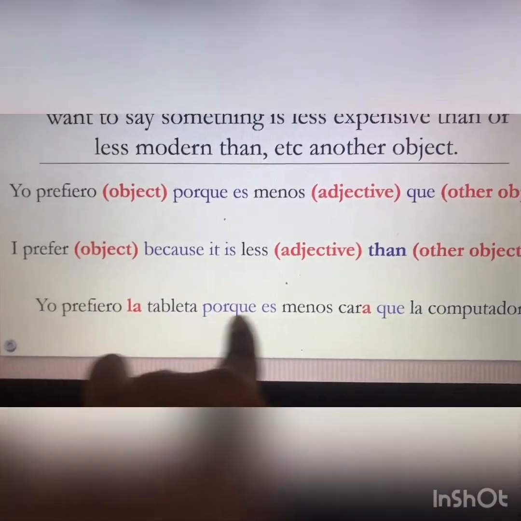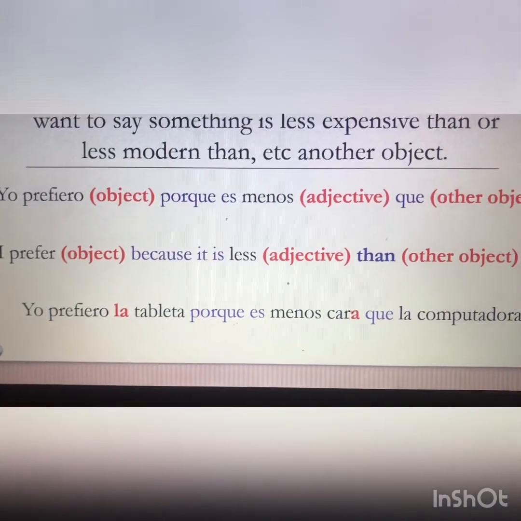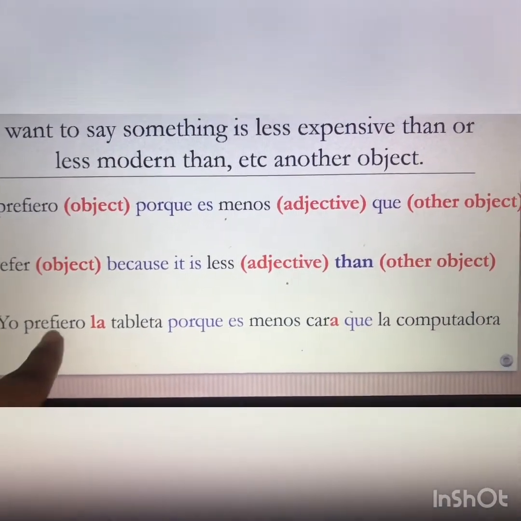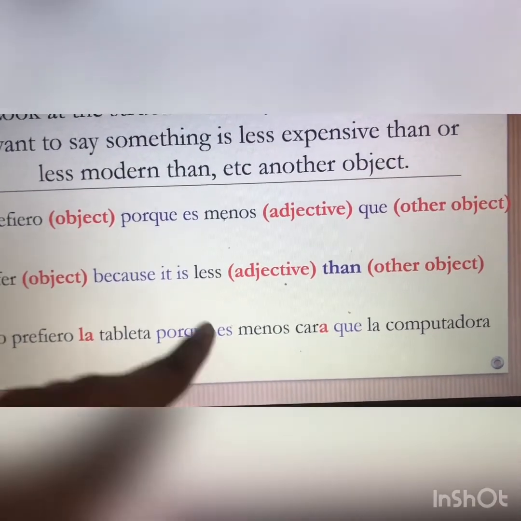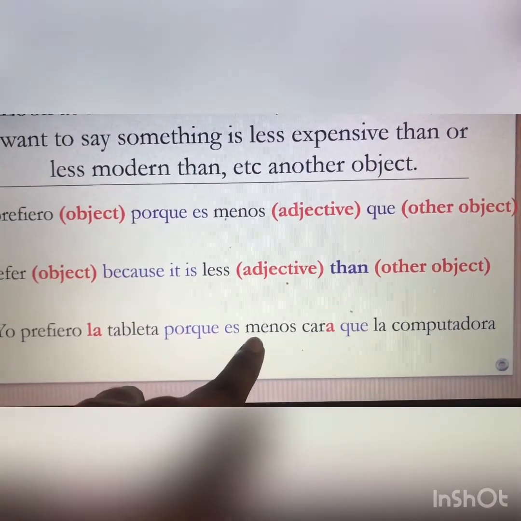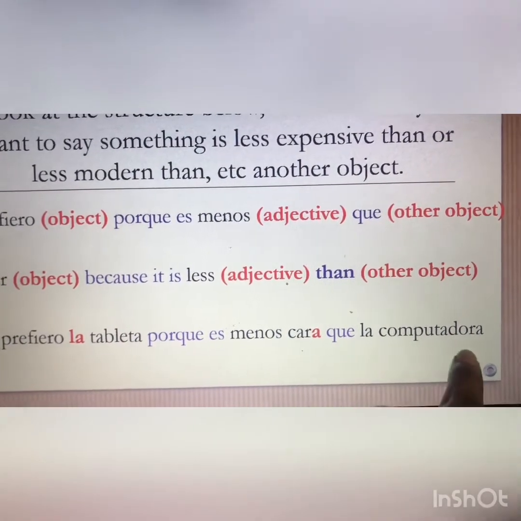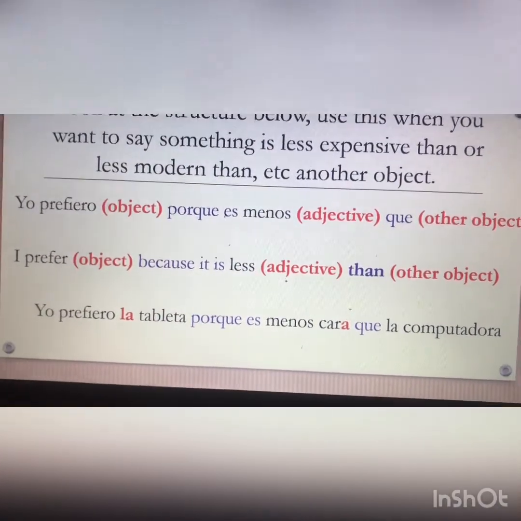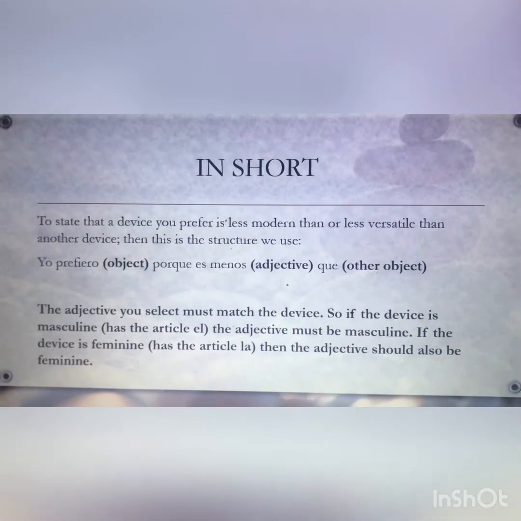So let's look again at Kim's response. If you notice, Kim's response follows the structure. She says, "Yo prefiero la tableta," I prefer, then she has the object which is la tableta, porque es menos, then she has her adjective, que la computadora. Alright, so as long as you follow this pattern, you will be fine. So let's go another time.